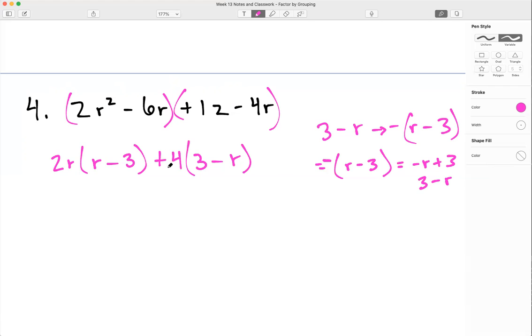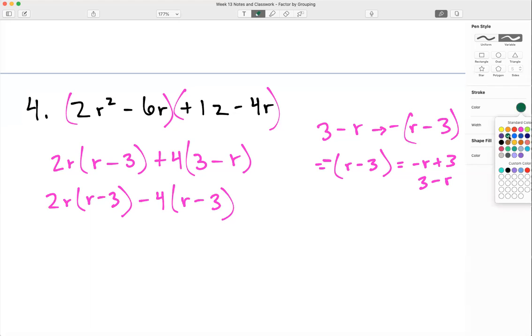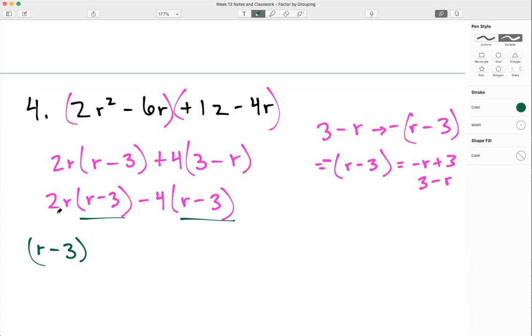And so what that would mean is you put a negative in front of the 4. So we'll go 2r times r minus 3, and then negative 4 times r minus 3. So we switched the sign there, and then it allowed us to really just get the same thing, okay? So now what we get to do is factor out that binomial right here. So we'll factor this out, r minus 3, and then we're left with a 2r minus 4.